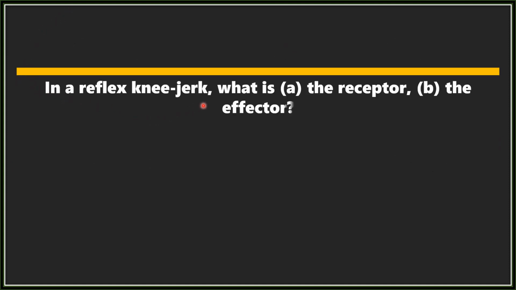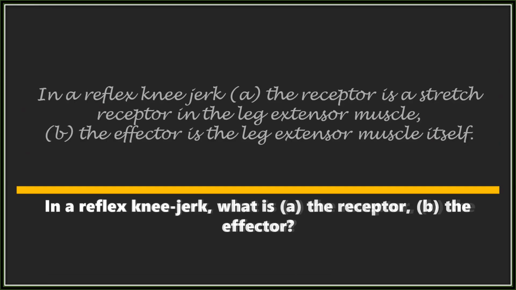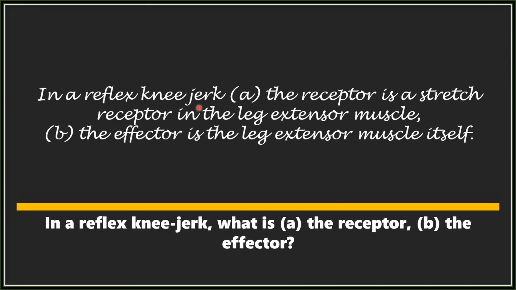In a reflex knee jerk, what is the receptor, the effector? In a reflex knee jerk, the receptor is a stretch receptor in the leg extensor muscle. The effector is the leg extensor muscle itself.